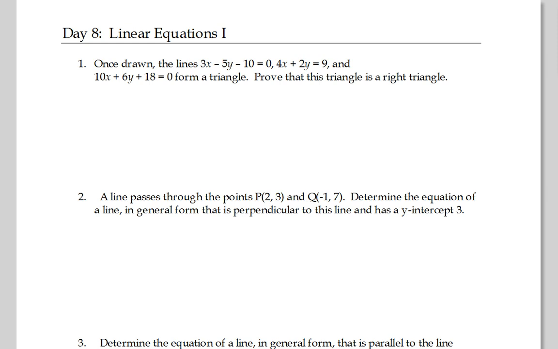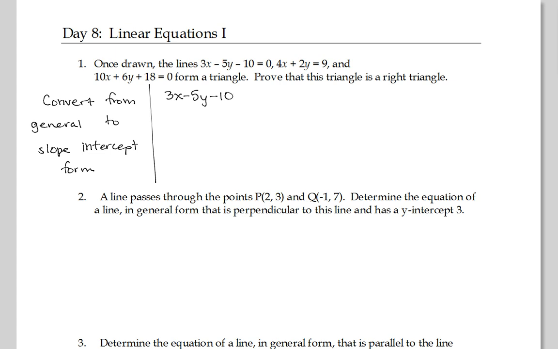Okay, so we read question 1, and we know that we have to find the slopes of these three lines. So how we'll do that is we'll convert from general to slope-intercept form. Let me take care of 1 for you. In order to do this, you need to have the variable y isolated with a coefficient of positive 1.